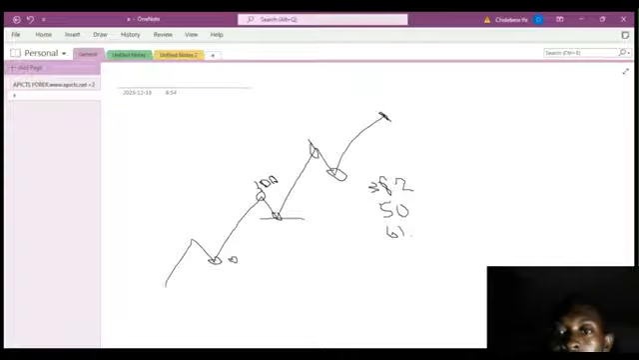61.8. You have 61.8 here. These are the areas that I look for in Fibonacci. When the market is forming an uptrend, you put your 0, and you're always drawing from left to right, never right to left. So you draw from the low to the high when the market is moving in an uptrend.